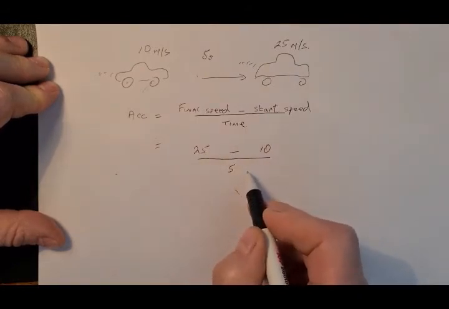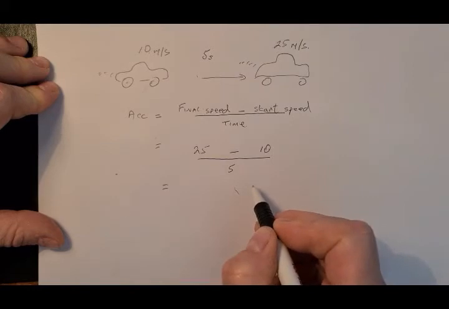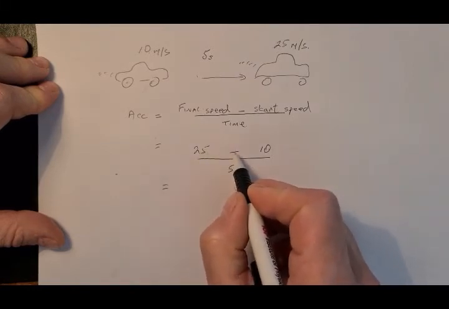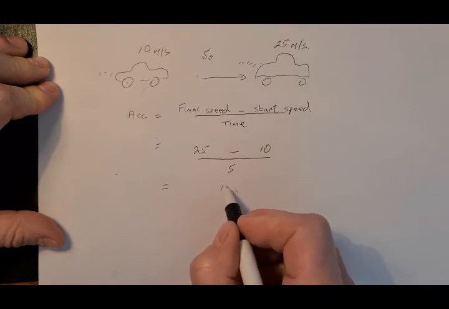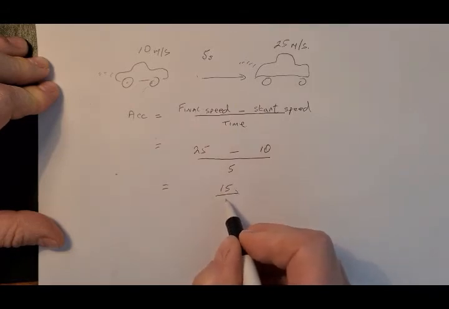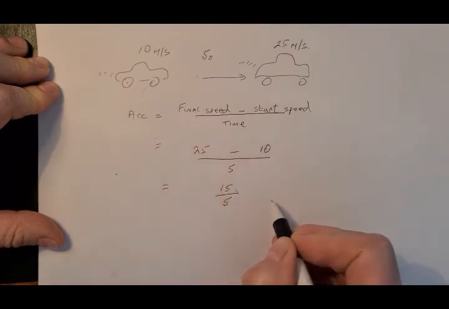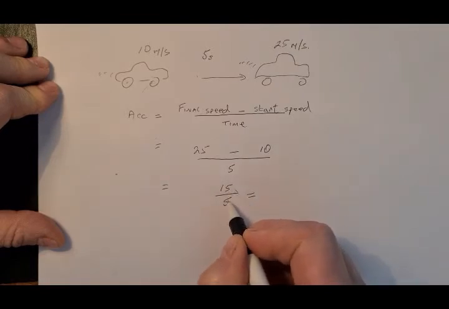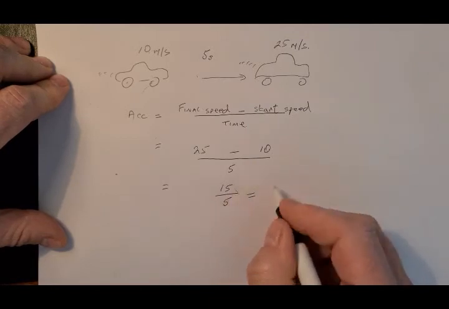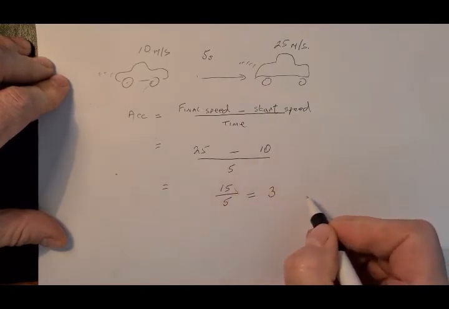Now we have a fraction we need to work out. So we'll do the subtraction at the top. 25 minus 10 will be 15, divided by 5. So we've simplified that fraction. Now it's 15 divided by 5. How many times is 5 going into 15? The answer is 3. So our sum is done.